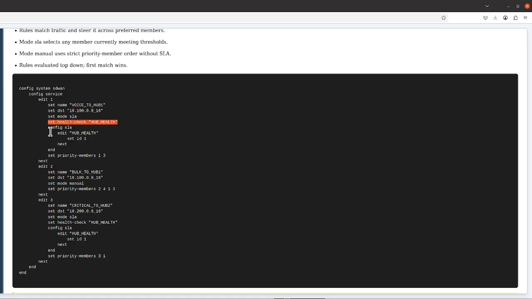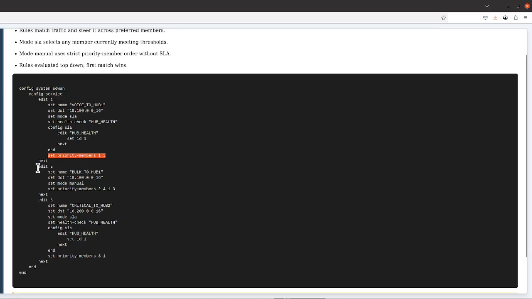members to use in order of preference, where member 1 is H1_MPLS as primary and member 3 is H2_MPLS as backup. Voice traffic prefers MPLS because of the predictable latency and jitter.